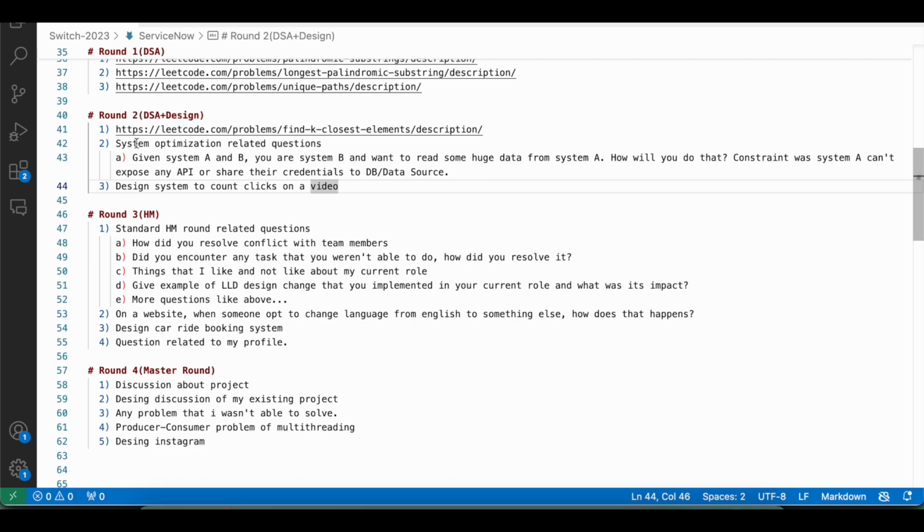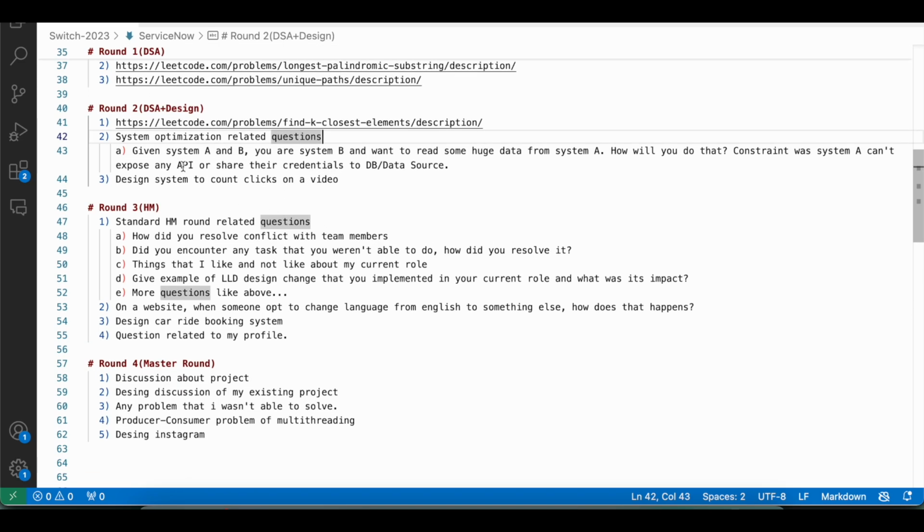The second one was more of a generic discussion type question, a system optimization related one. In this, he asked me to assume we have been given two systems, A and B, and you are system B and want to read some huge data from system A. So how will you do that? It's an open-ended discussion like you can have with the interviewer. And there was one more constraint: system A cannot expose any API or share their credentials to the database or data source that system A has. So this was the question that was asked.